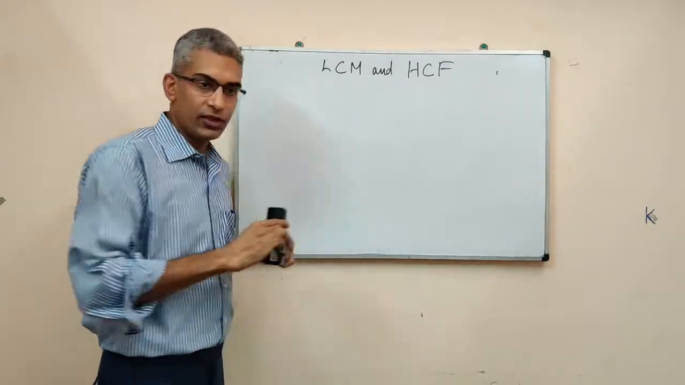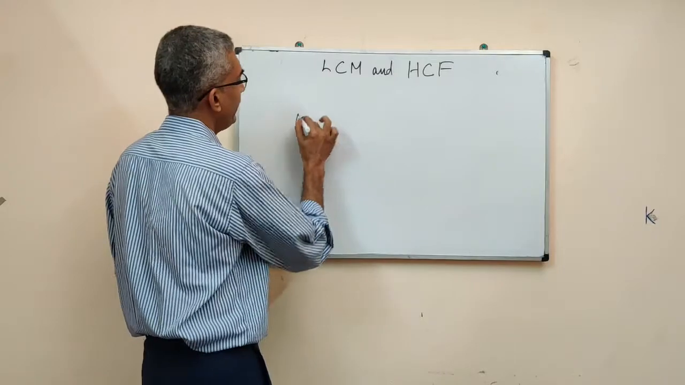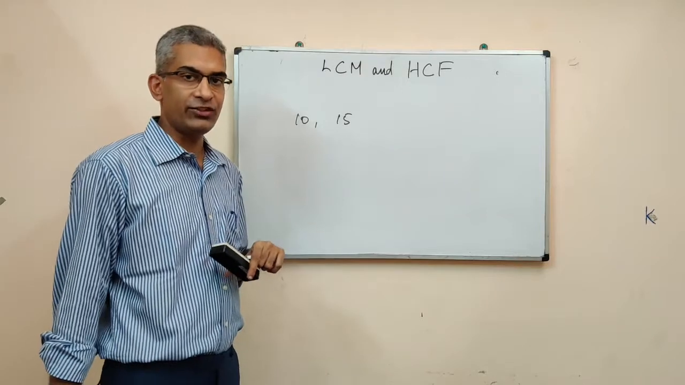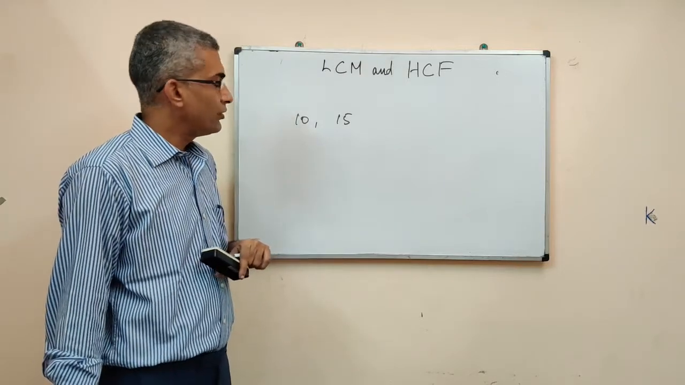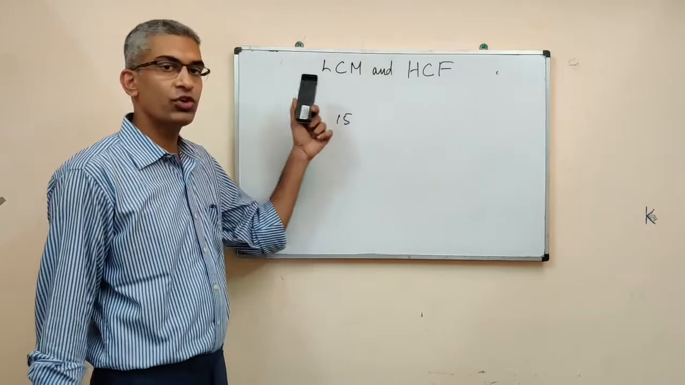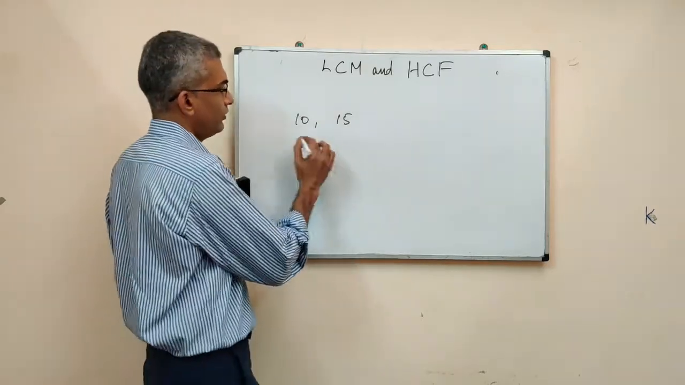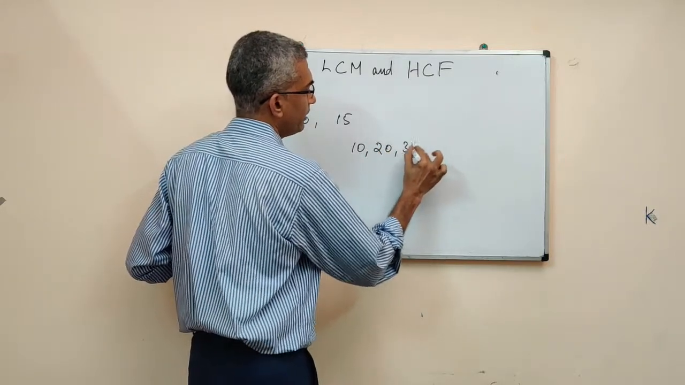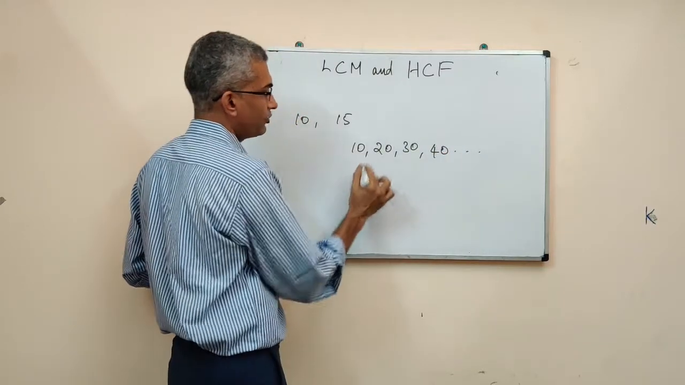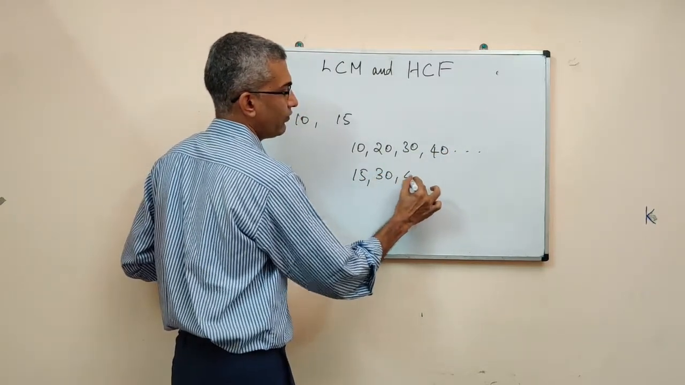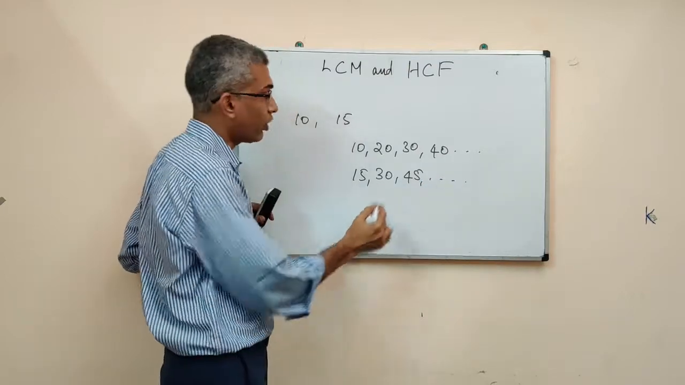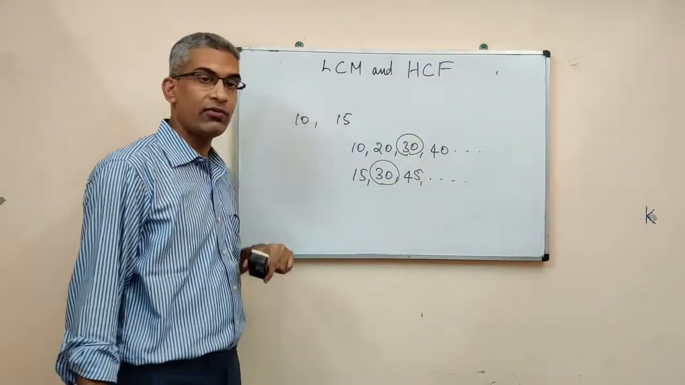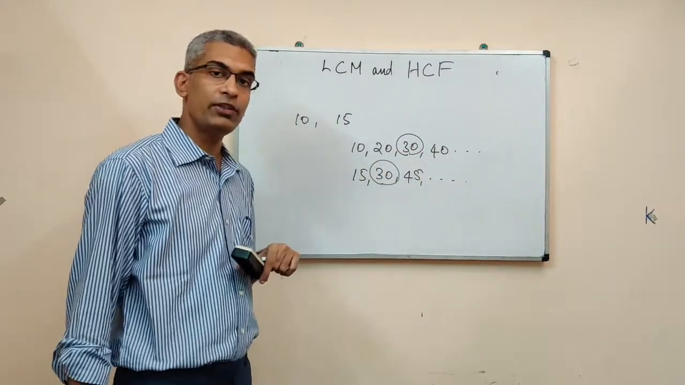Let me give you a couple of examples more. Let us look at 10 and 15. Let us find the LCM and HCF. LCM stands for lowest common multiple. When you look at this, by observation, you can say that the multiples of 10 are 10, 20, 30, 40, etc. Multiples of 15 are 15, 30, 45, etc. You find that there is a common thing here. 30 is common for 10 and 15. So the lowest common multiple will be 30.